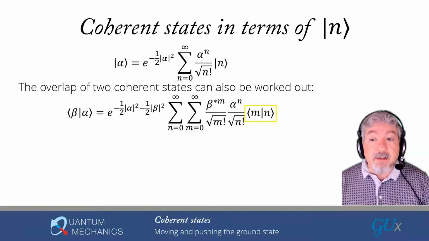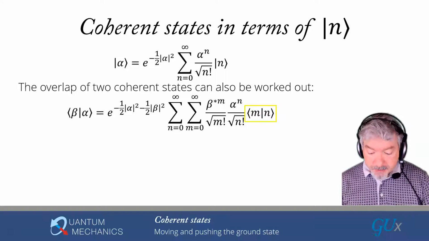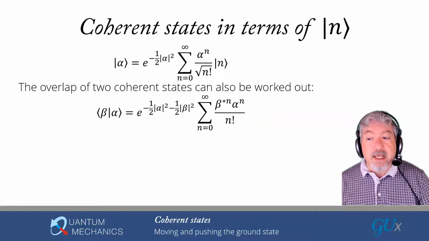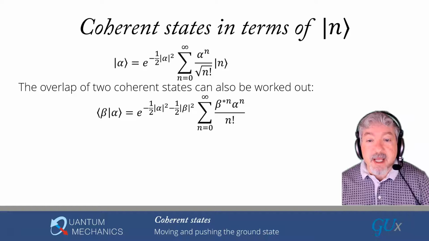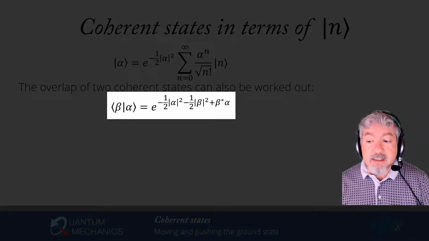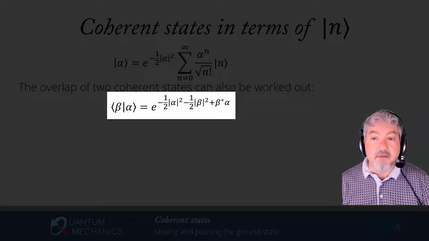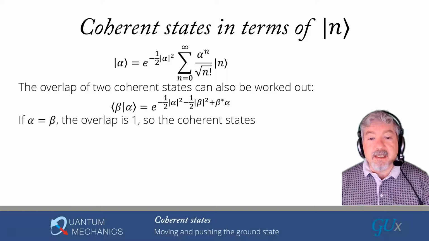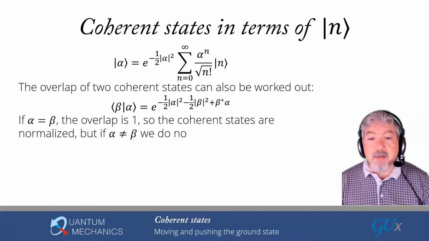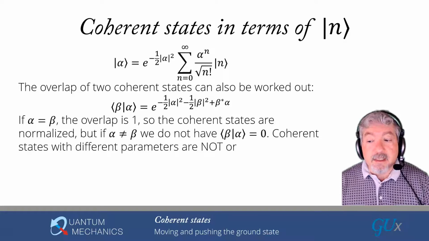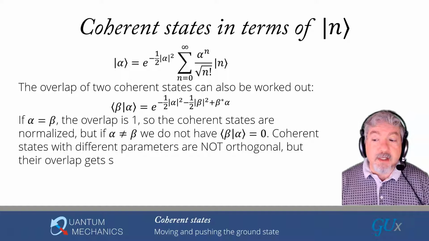We know what that overlap is because energy eigenstates are orthogonal. So that's just equal to this Kronecker delta mn, which means I can set m equals n and get rid of one of the summations. And so I do that. And now look, this is an exponential. It's an exponential of beta star alpha. So I can replace that by the exponential, and we now have this nice, neat, compact formula for the overlap of two coherent states. Let's go ahead and set alpha equals beta. Then you can see that because alpha star times alpha is mod alpha squared, and mod beta squared becomes mod alpha squared in that limit, the normalization is equal to 1. So these coherent states are normalized.